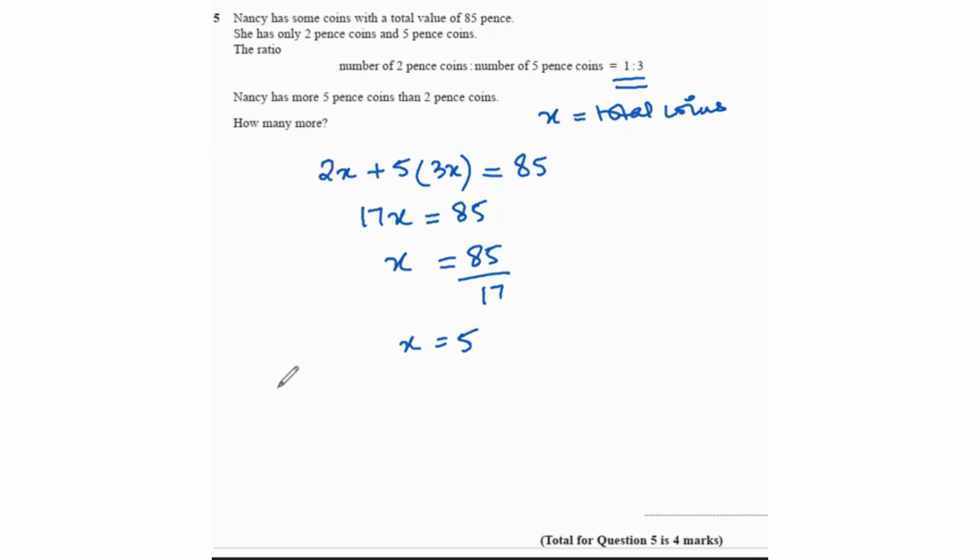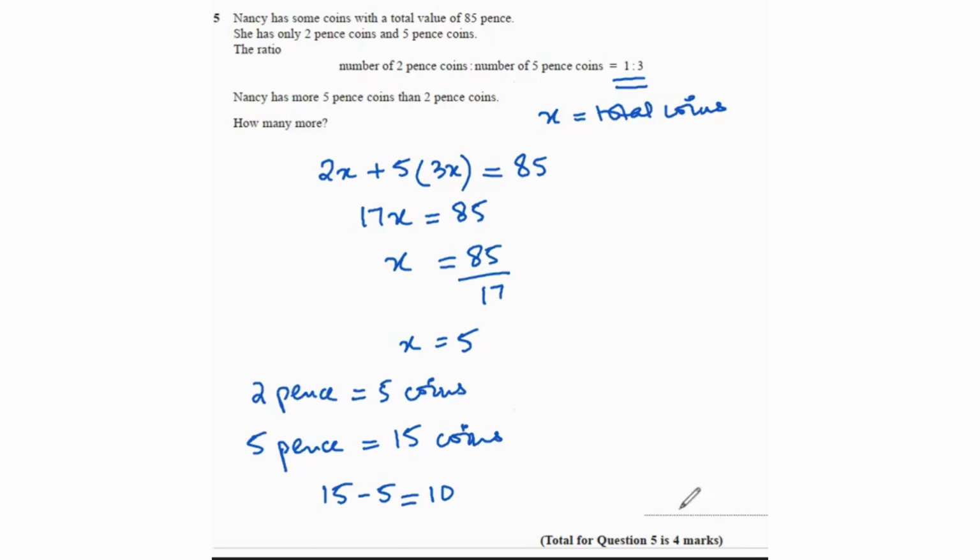So the 2 pence coins are going to be 5 coins. And the 5 pence coins are going to be 15 coins. So how many more 5 pence coins are there than 2 pence coins? We subtract 15 and 5, and that is 10. So there are 10 more coins.